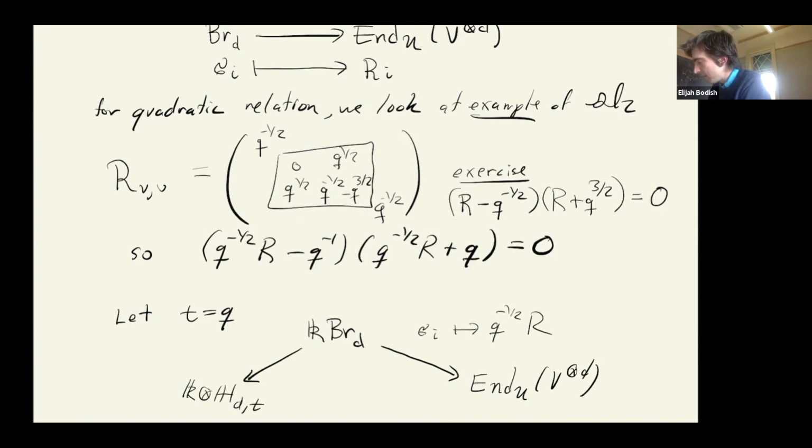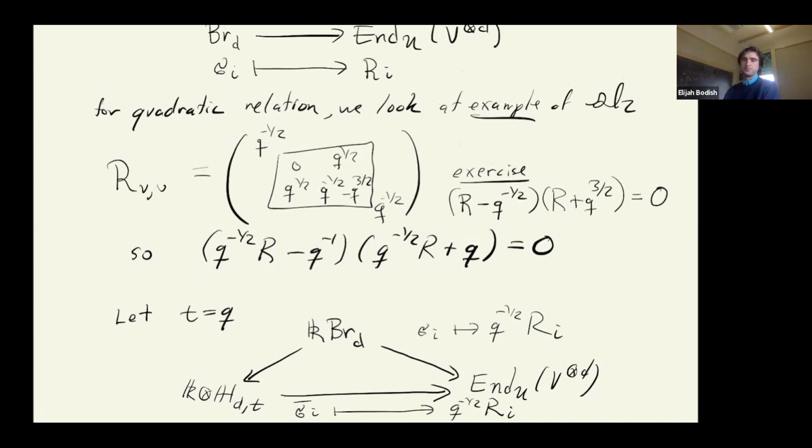And by the check here, since I checked that this quadratic relation actually holds inside End of V tensor V, this induces a map here, where the generator of the Hecke algebra, sigma_i bar, just the quotient of the braid group generator in the Hecke algebra, maps to q^(-1/2) R.